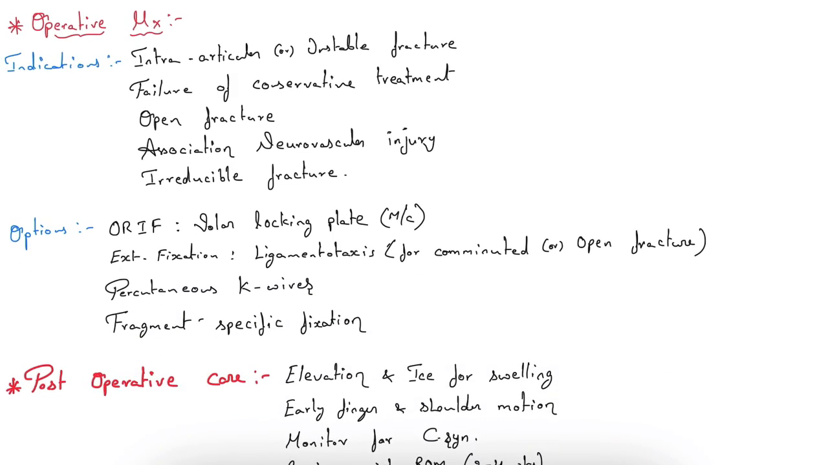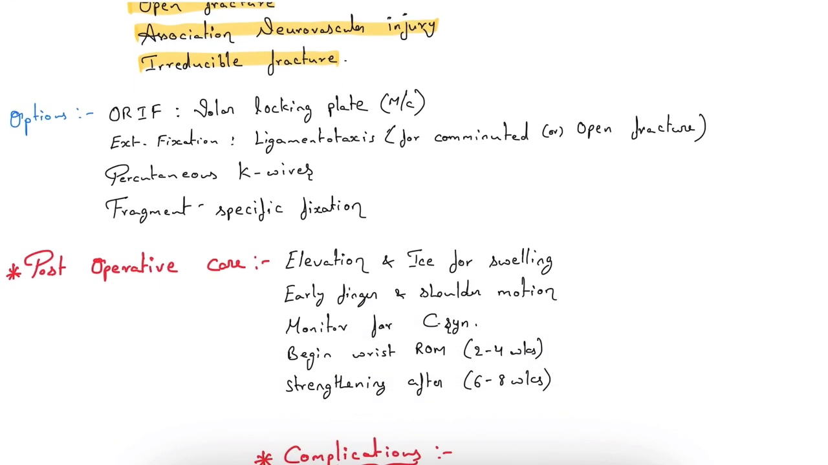In surgical management, indications are intra-articular and unstable fractures, failure of conservative treatment, open fracture associated with neurovascular injury or avascular necrosis, and irreducible fractures, then we have to do surgical management. In options, we can think about open reduction internal fixation like volar locking plate. This is the most common we are using in our hospital settings.